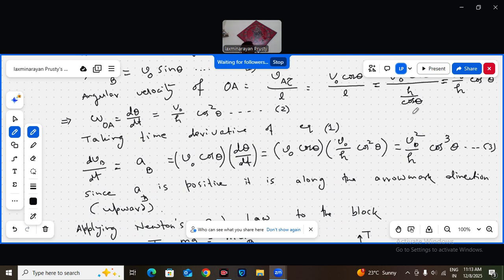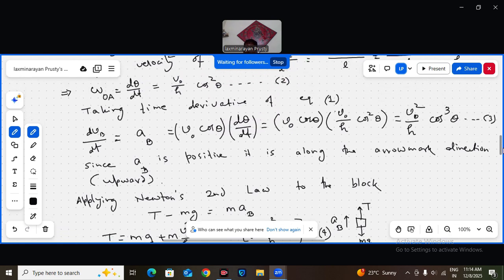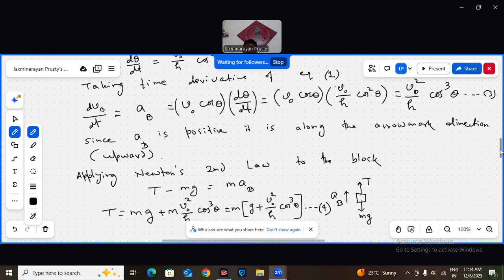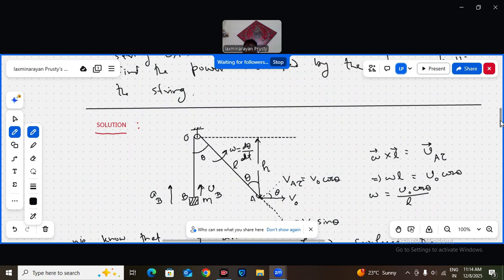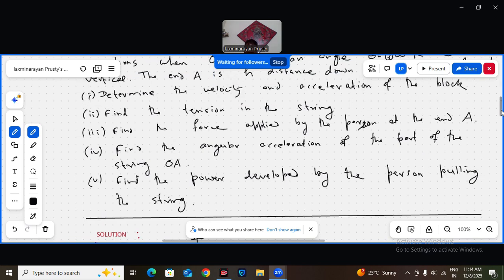how much? We are having upward acceleration of V naught square by h cos cube theta. So this way we got that is the acceleration of B. Since AB is positive, it is obviously as per the arrow mark direction, that is upward direction. Now find tension. He is asking, find the tension in this string.